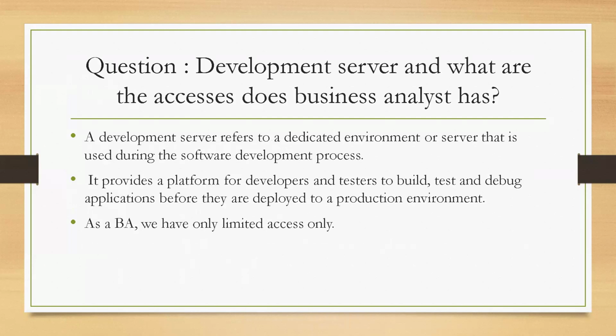And the next question is the development server and what accesses a business analyst has. So what is a server? A server is a space where we can store our data. Actually there are three types of servers: the production server, the UAT server, and the development server. The production server and UAT server will be maintained by the client, and the development server can be used by the stakeholders who are involved in the project in the organization.